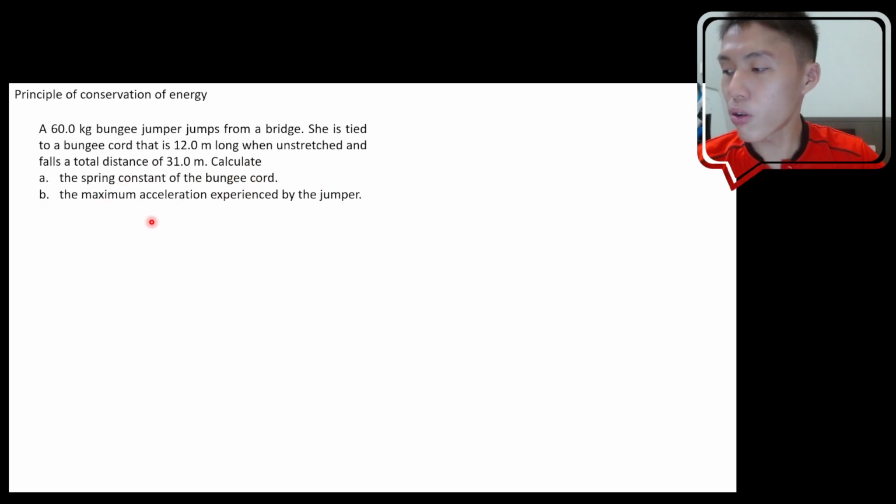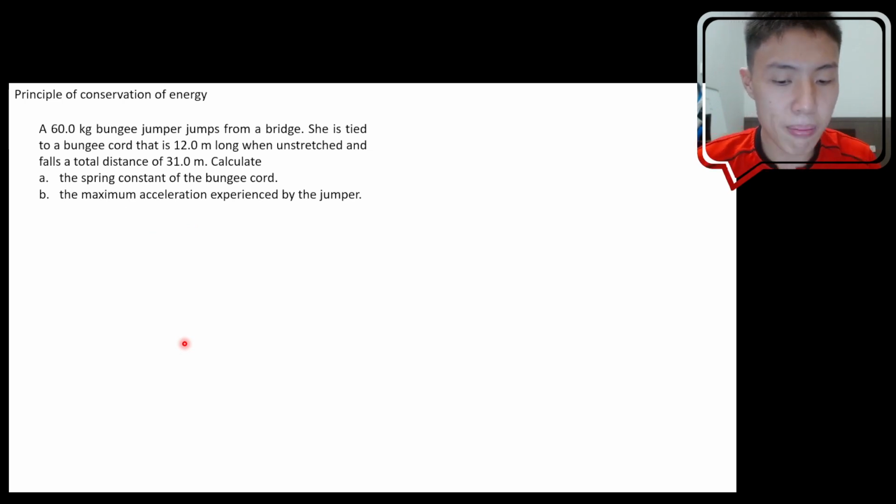Now they ask you to calculate the spring constant of the bungee cord and the maximum acceleration. Before we try to solve anything, let's sketch the situation first. I think I can imagine it as a 3-step process. Let me try to sketch the 3-step process here.